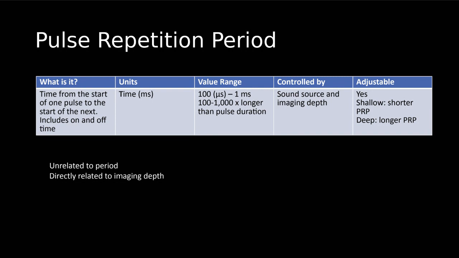It's actually 100 to 1,000 times longer than just the pulse duration. That just goes to show you how long our system is actually listening and waiting to receive those reflections back from the body. This is controlled by the sound source and the imaging depth, so it's adjustable on our end. The shallower our depth is, the less depth we have on our image, the shorter our PRP is going to be. The deeper into the body we are looking, the longer our PRP is going to be. So our imaging depth is directly related to our pulse repetition period.